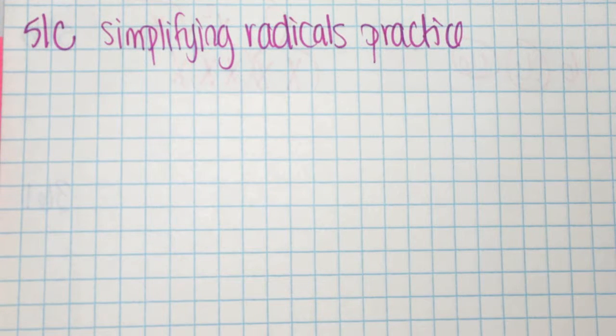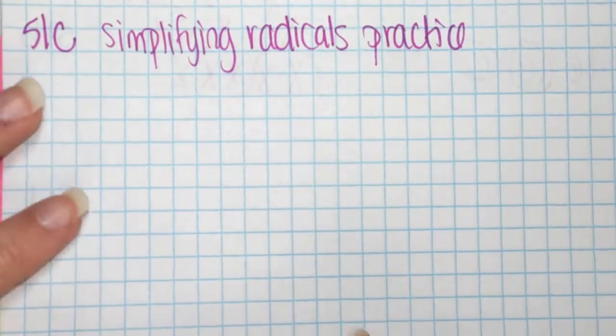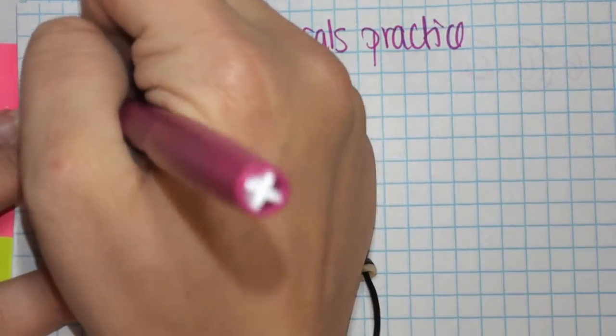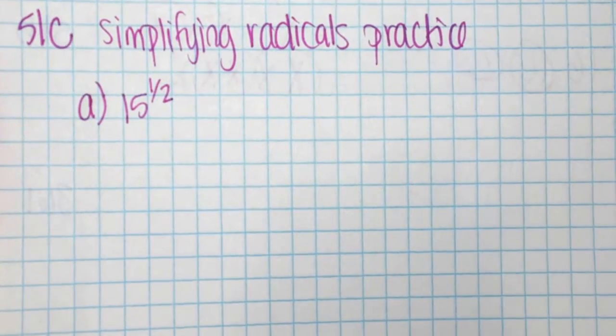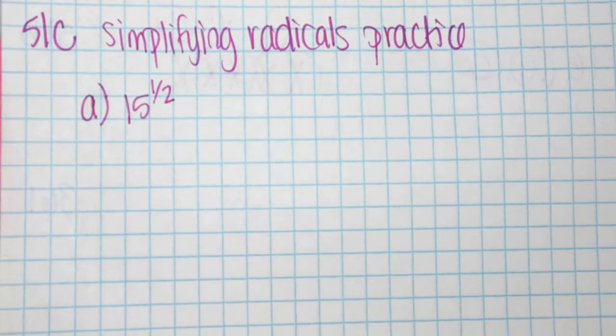Simplifying radicals practice. So the first thing I'm going to do is give you a rational expression. I want you to convert it to radical form, and then we're going to see if we can break it down. So let's start with 15 to the 1/2 power.